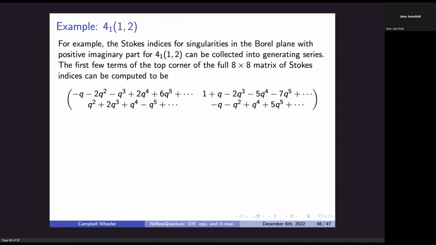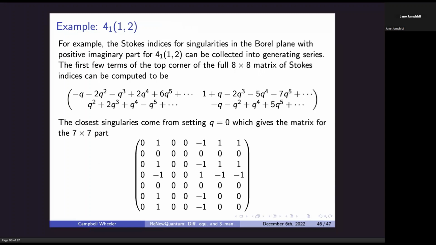Finally, I just want to say you can do this for this example of the closed manifold, and it's the same kind of computations that are in these previous works of Garoufalidis, Mariño, and myself in the last sequence of these papers. In this case, you see series that look like this. If you take the leading order Stokes data, you see a matrix of this form.